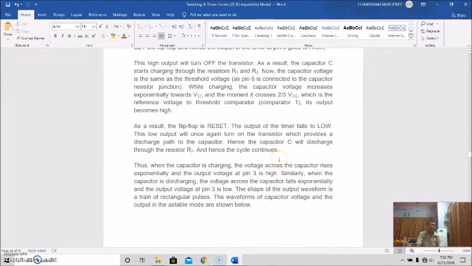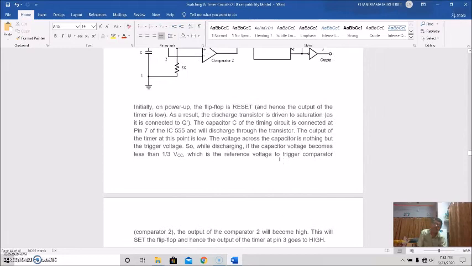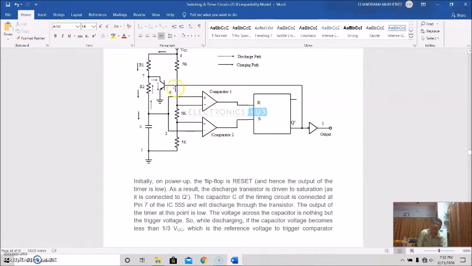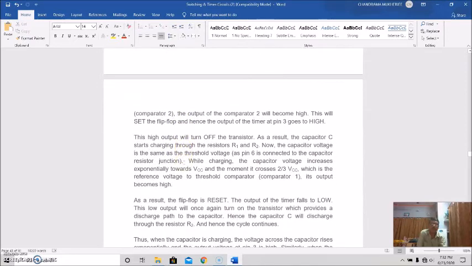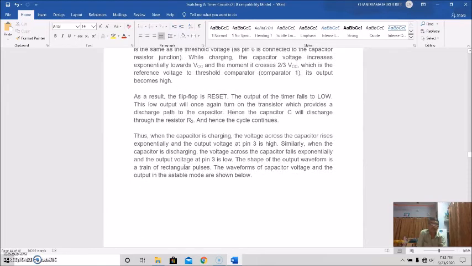The output of the timer falls to low. This low output will once again turn on the transistor, which provides a discharge path to the capacitor. Whenever the output is low, this transistor will be on, and the capacitor will discharge through it. And hence the circuit continues this way.